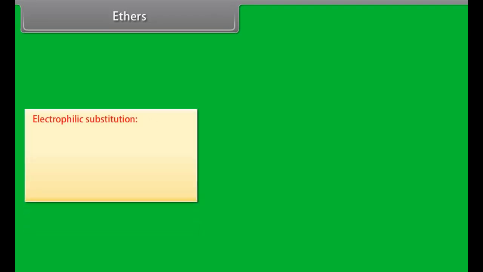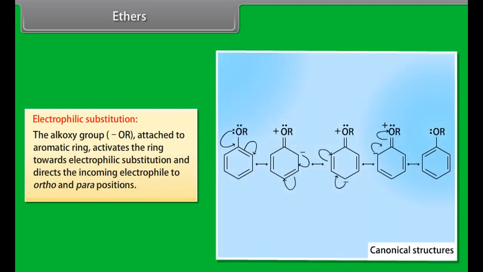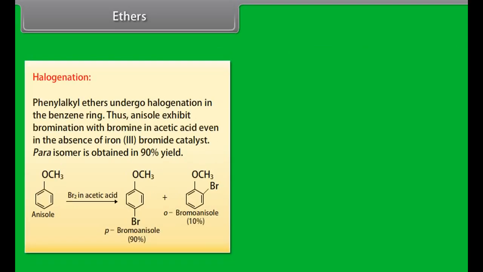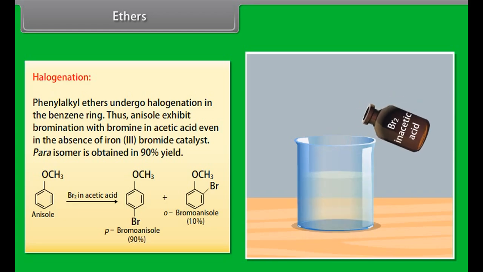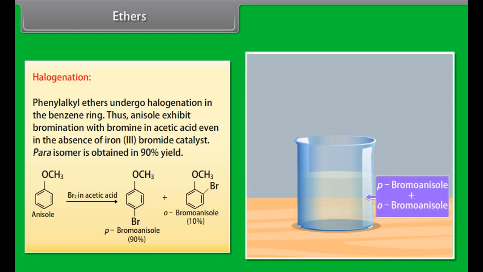Electrophilic substitution. The alkoxy group attached to the aromatic ring activates the ring towards electrophilic substitution and directs the incoming electrophile to ortho and para positions. Halogenation. Phenylalkyl ethers undergo halogenation in the benzene ring. Thus, anisole exhibits bromination with bromine in acetic acid even in the absence of iron tribromide catalyst. Para isomer is obtained in 90% yield.